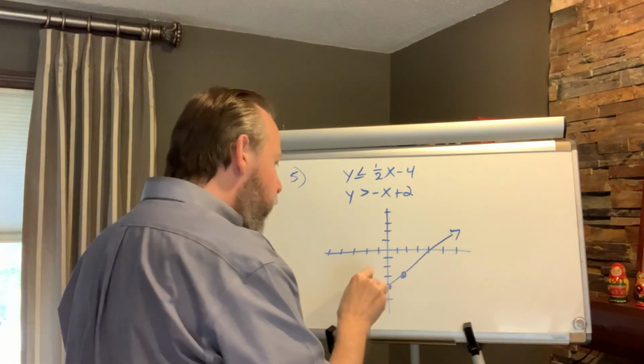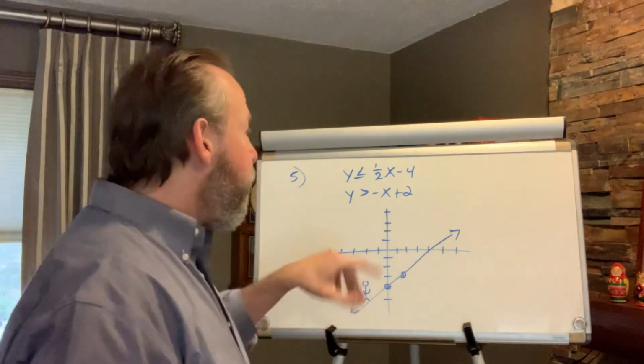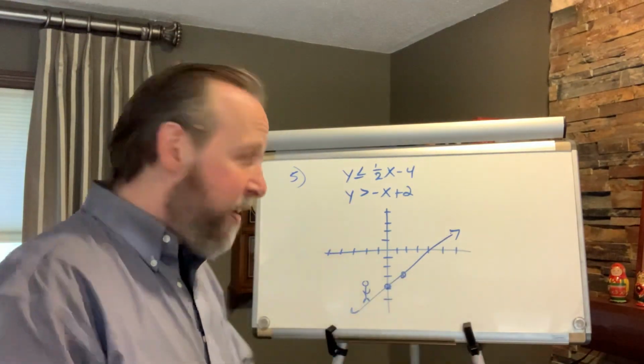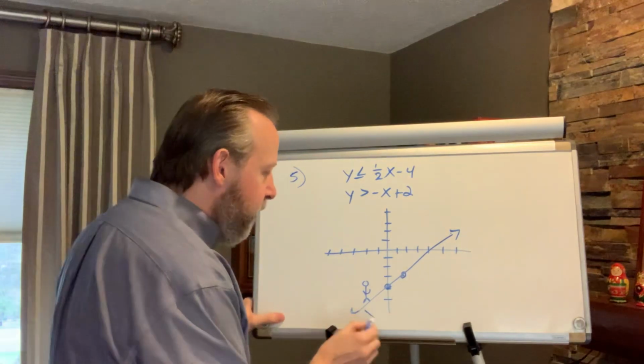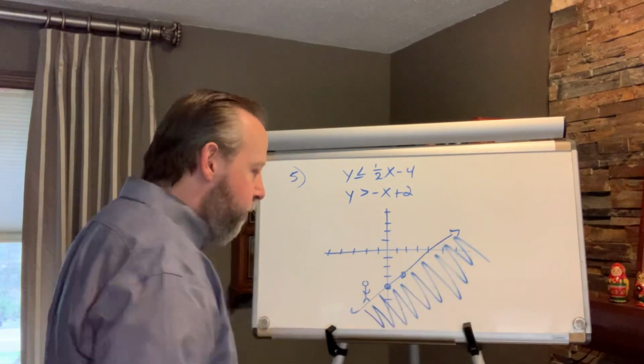I showed you that I put a stick figure guy on the line and I shade appropriately. Less than or equal to is under the guy. So this is shading down from the guy's feet, all the way down there.